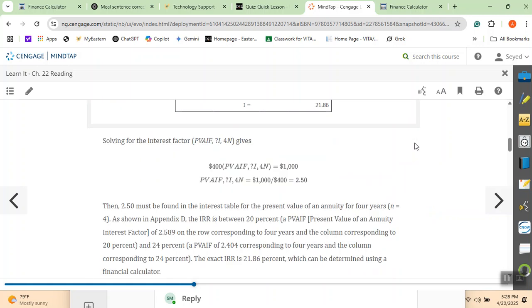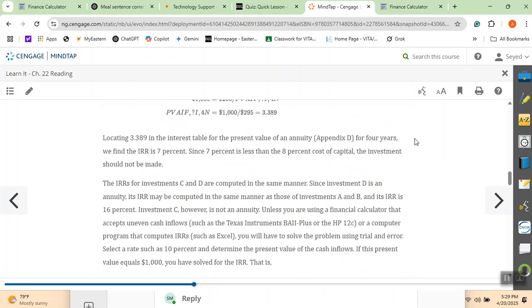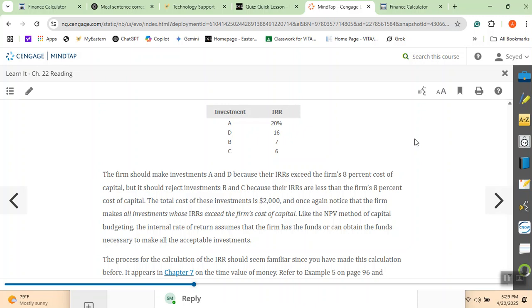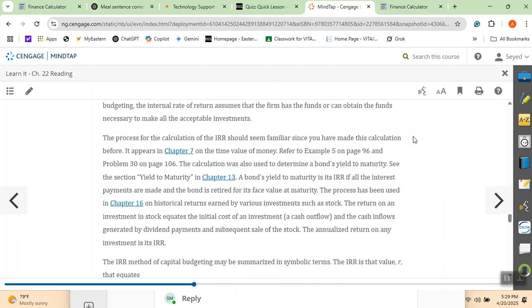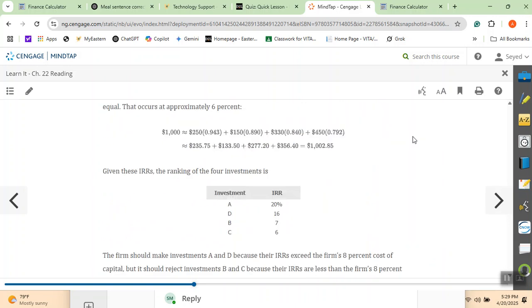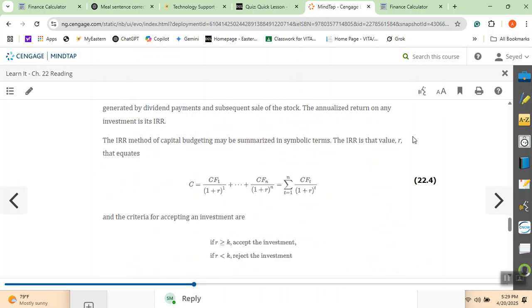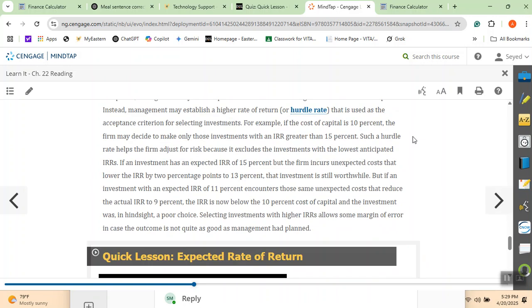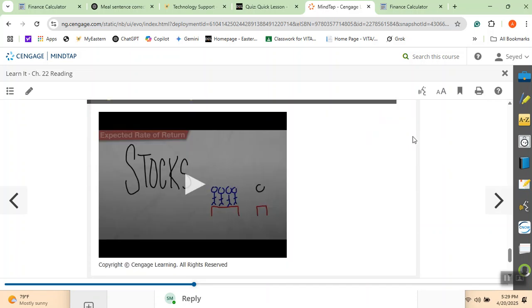You added that. Therefore, I want you to understand what IRR, internal rate of return, is. That rate is a rate that makes the $1,000 on the left side equal to whatever is on the right side, and that is called IRR, internal rate of return.